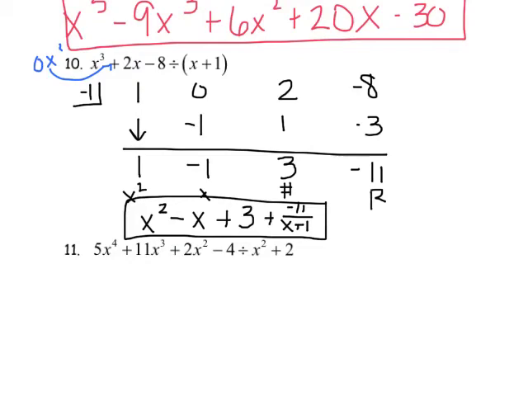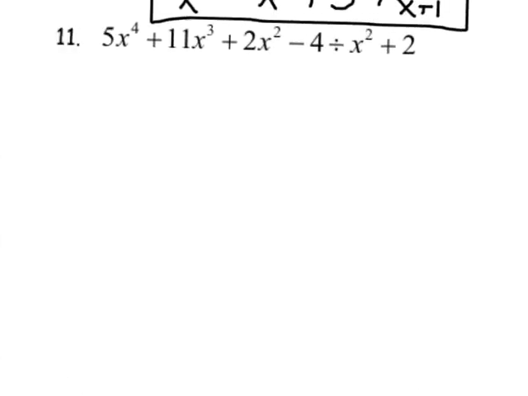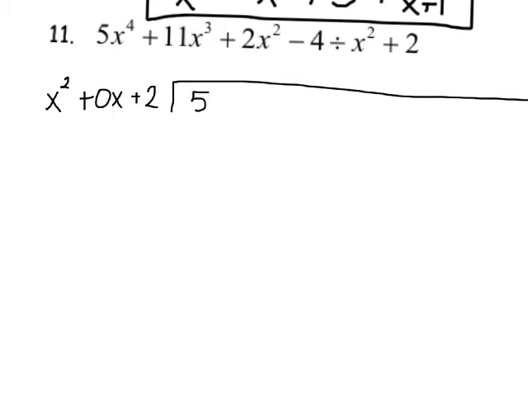All right, number 11. So this is why I went ahead and did synthetic division on the other one, because number 11, you cannot use synthetic division because your divisor is a squared term. So you do not have that choice here. So I'm going to insert some zeros. Make sure you're doing that as well. x squared plus 0x plus 2 is on the outside. 5x to the 4th plus 11x cubed plus 2x squared plus 0x minus 4.